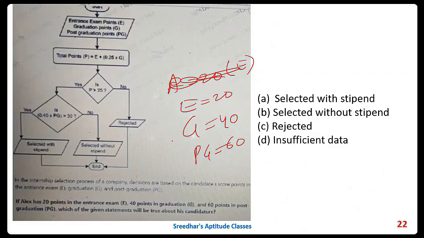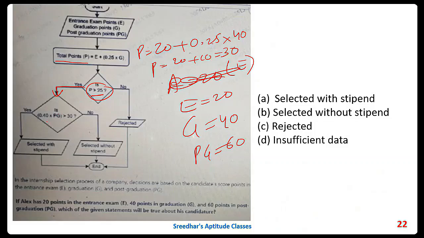So, first input is total points P is E plus 0.25 into G. E is 20, G is 40. 0.25 into 40 is 10. So 20 plus 10 is 30. Now, is P greater than 25? Yes, because P is 30, right? We got total points P as 30. So as P is greater than 25, I should go in this way.